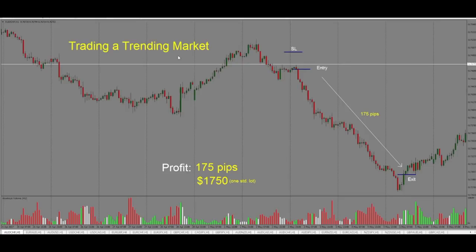We're looking at how to trade a trending market. This is the Aussie Swiss franc 1 hour chart. As we can see here, the overall trend is to the downside, then price pulls back into this previous support and resistance level and then drops from there. So once we see this first leg of the down move, a continuation of this previous trend, now we want to look for a continuation of this move.